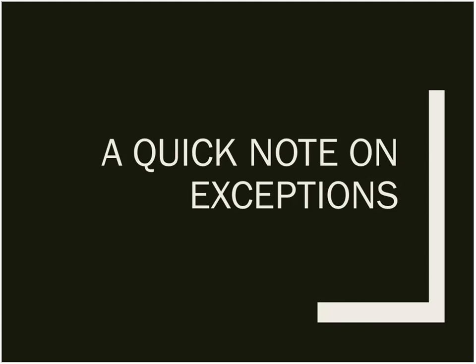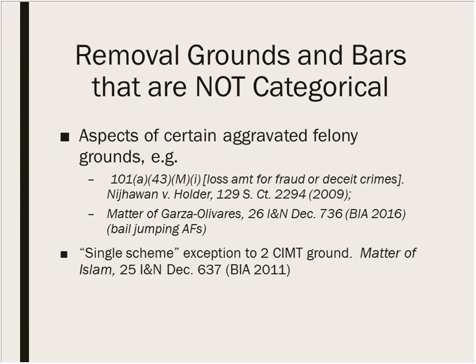So just a quick note on exceptions. These are removal grounds and bars that are not categorical, so the categorical approach doesn't apply. There are certain aspects of certain aggravated felony grounds. For example, the fraud aggravated felony ground has an amount of loss requirement of $10,000. And in Nijhawan v. Holder, the Supreme Court held that that's actually a circumstance-specific analysis, and the categorical approach doesn't apply. So that's something to watch out for, and the same thing for bail jumping aggravated felonies.